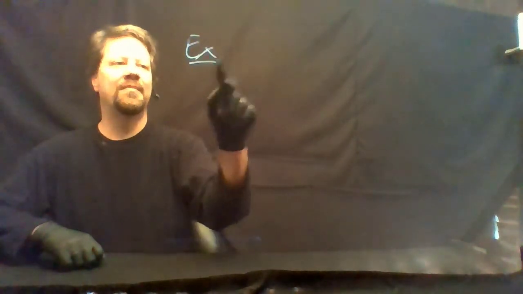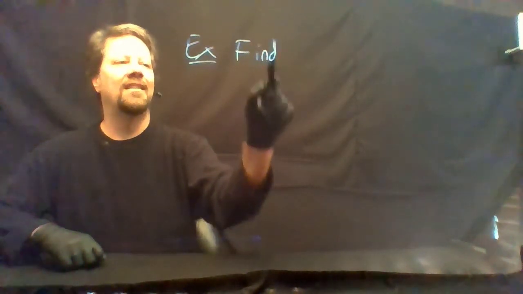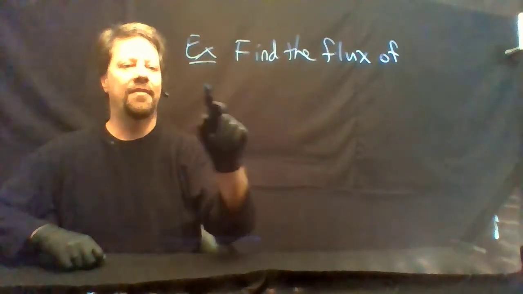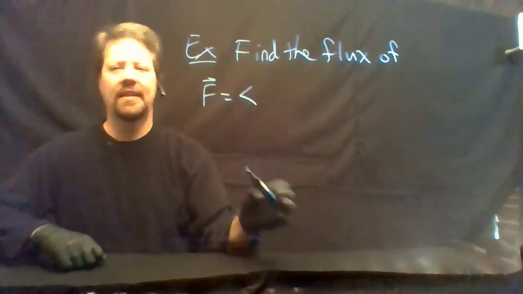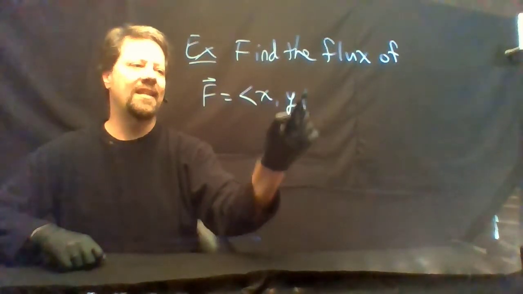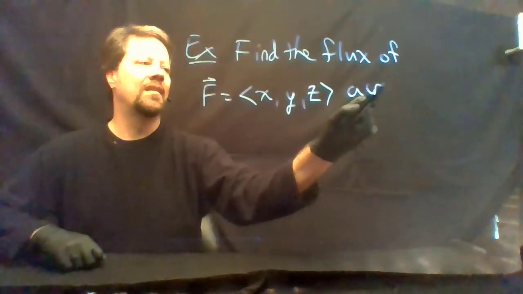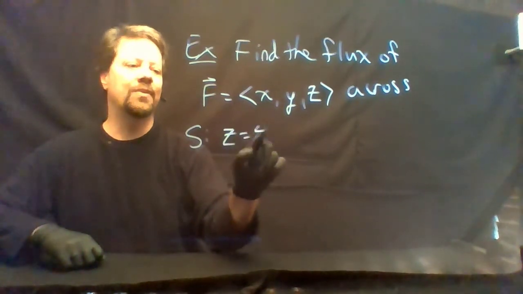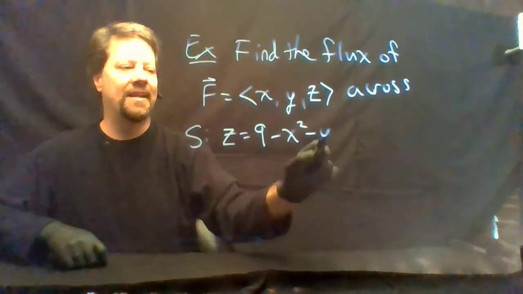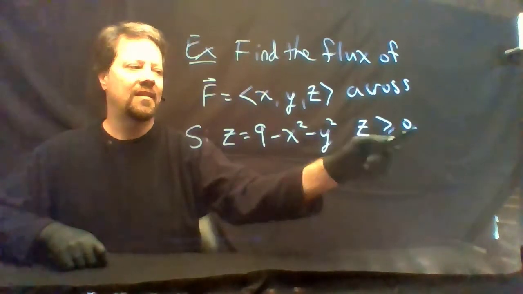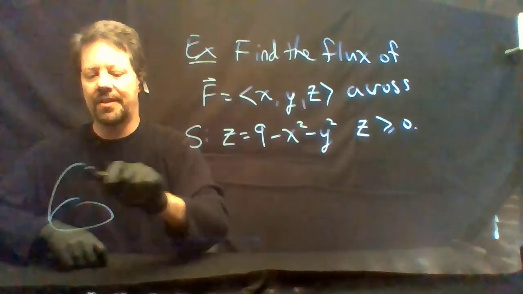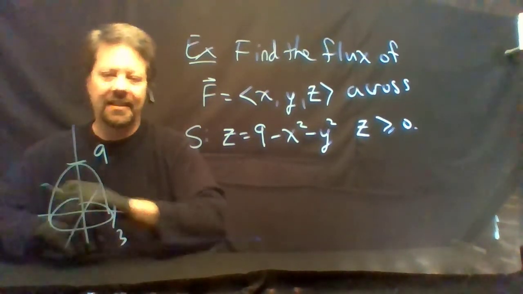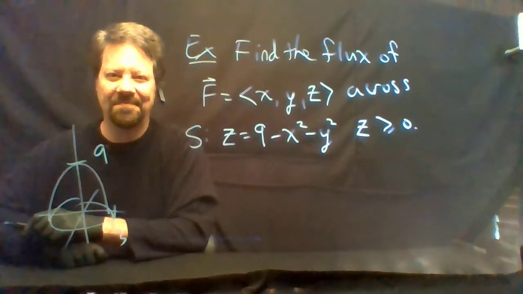As an example, let's find the flux of the vector field F, and let's suppose it just has coordinates x, y, z, across the surface given by z equals 9 minus x squared minus y squared and z bigger than or equal to 0. So the surface is just this little piece to a height of 9 and intersecting the xy plane in a circle of radius 3.